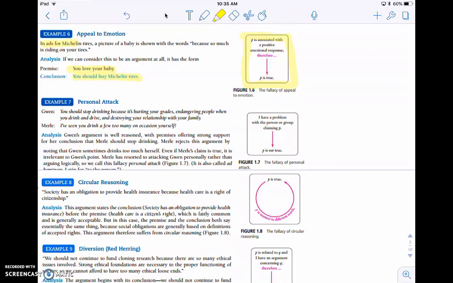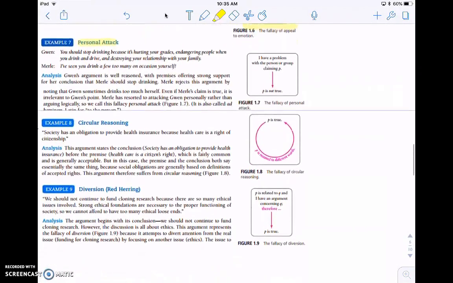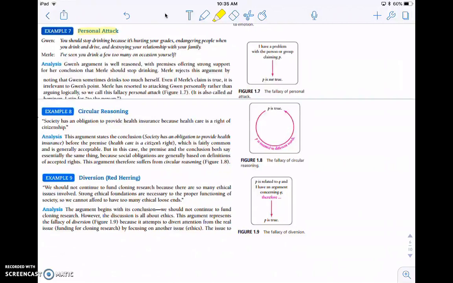So the next example of fallacy is a personal attack. Unfortunately, this fallacy is used quite frequently. If we look at this one, the example kind of explains it best. Gwen says, you should stop drinking because it's hurting your grades, endangering people when you drink and drive, and destroying your relationship with your family. And then Meryl says, I've seen you drink a few too many on occasion yourself.